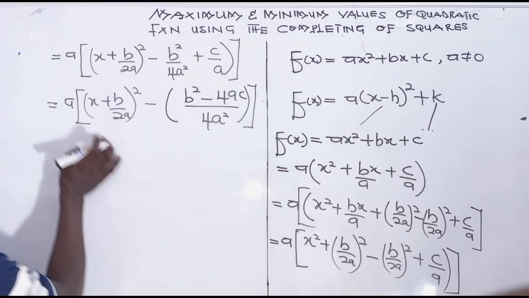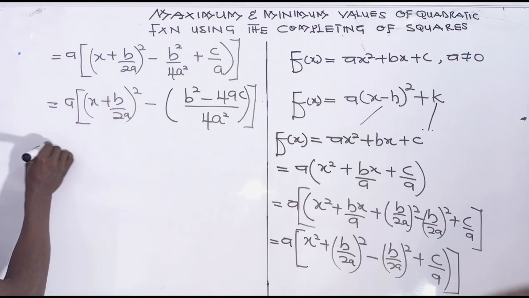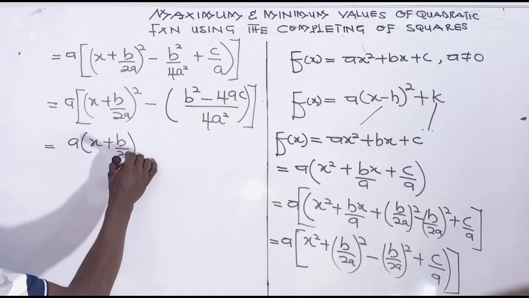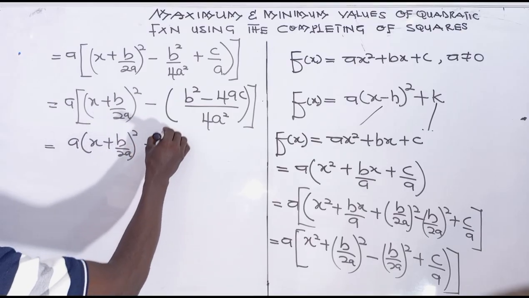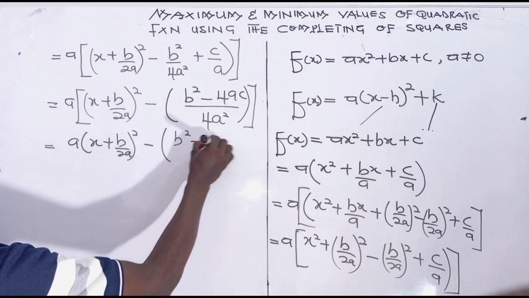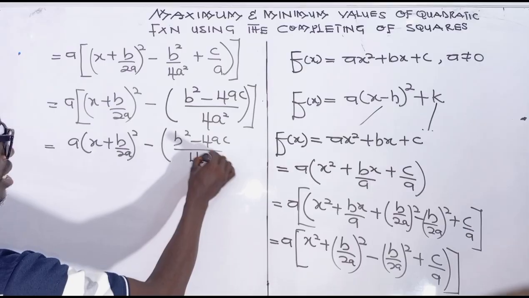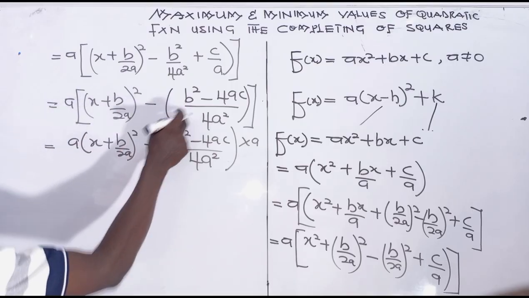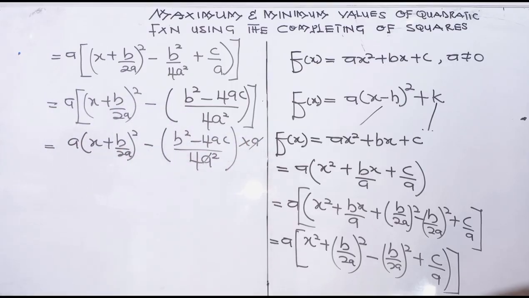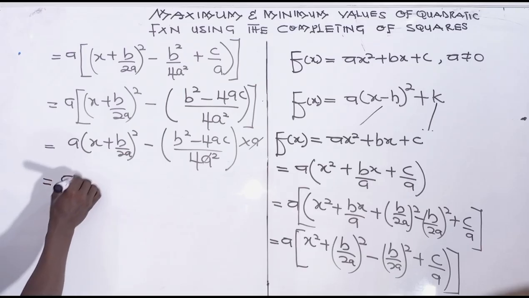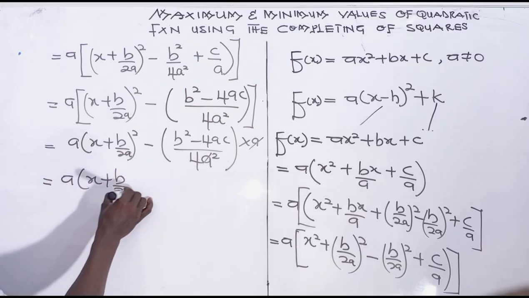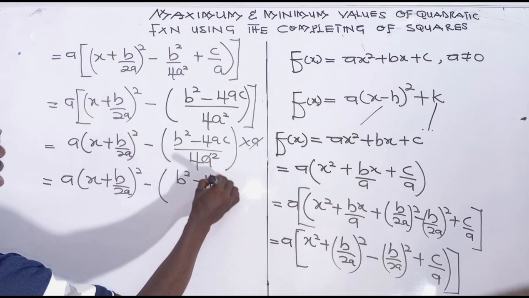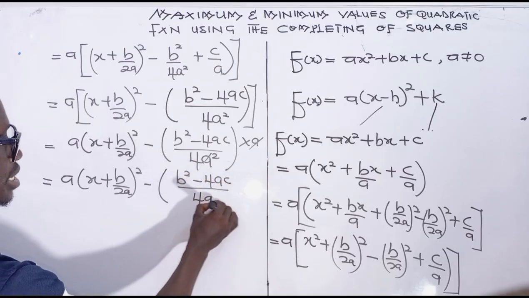Now once you have this, let's multiply through by what? A. So we are going to have a times x plus b all over 2a all squared minus b squared minus 4ac all over 4a squared. We are going to multiply by a. So this will multiply this, and this will multiply that. So this a will cancel one of what? The a. So we'll be left with a(x plus b over 2a) squared, then we have minus b squared minus 4ac all over 4a.